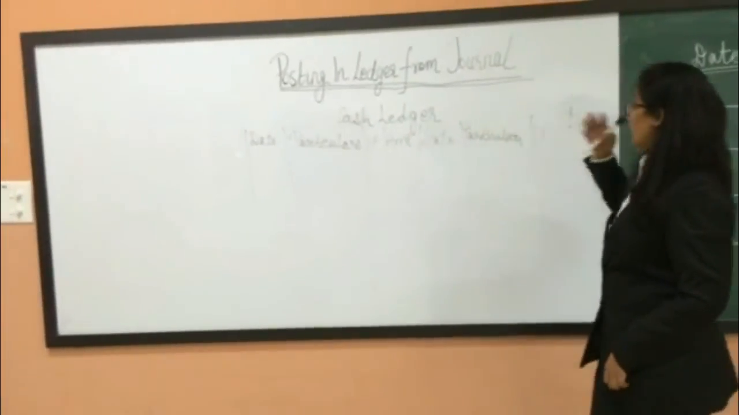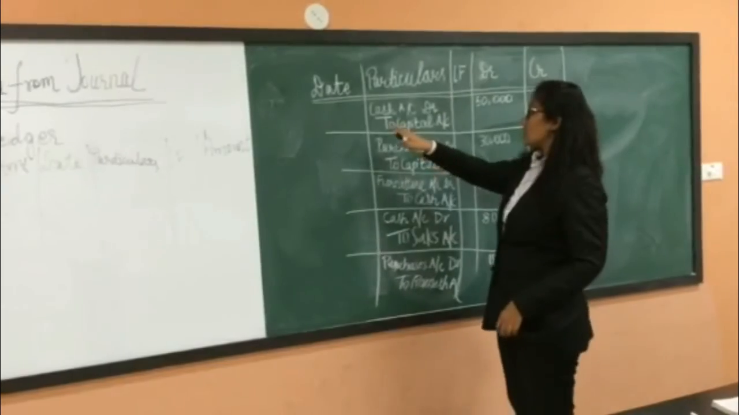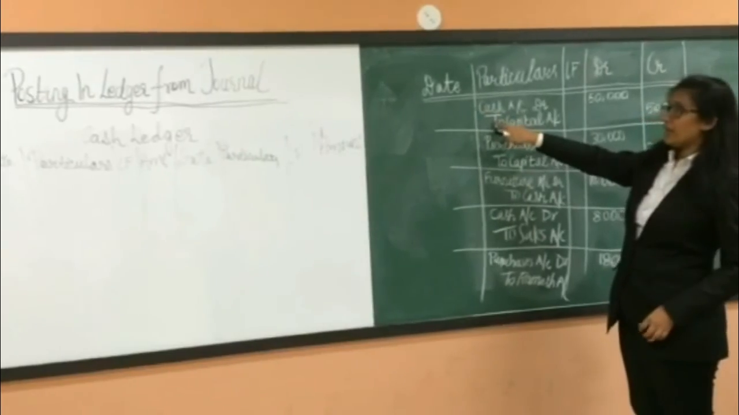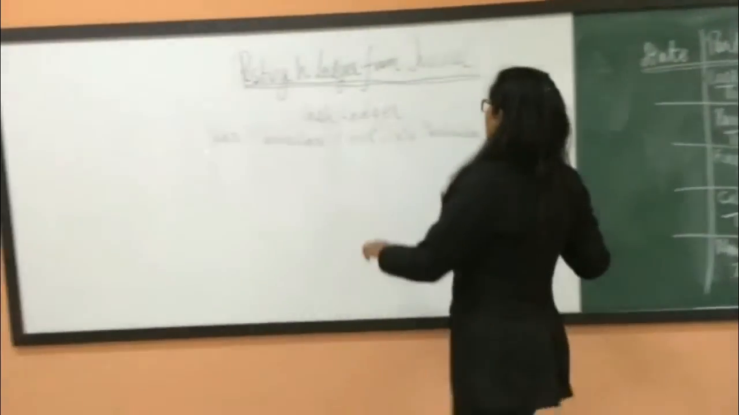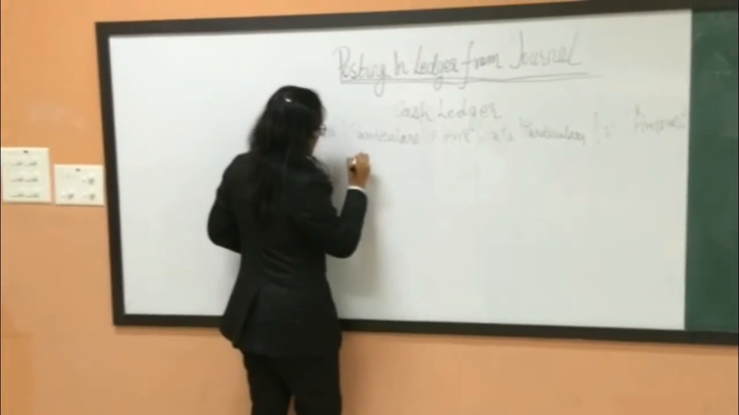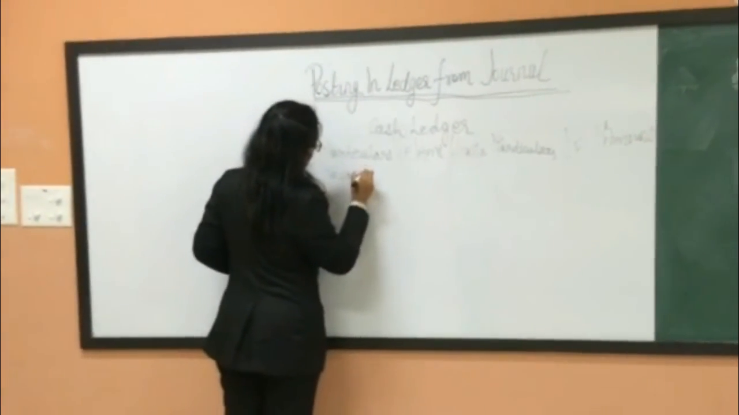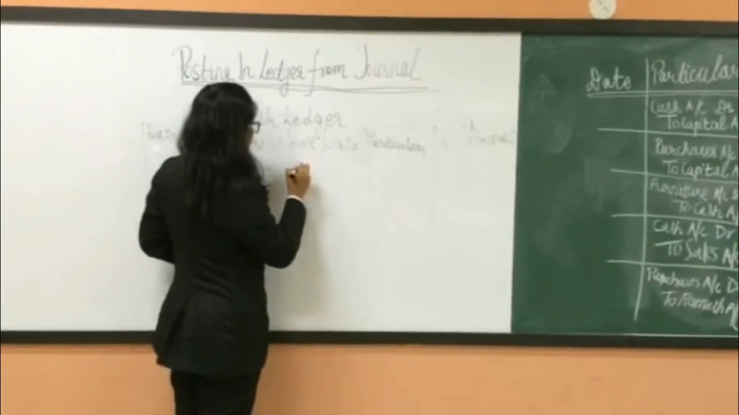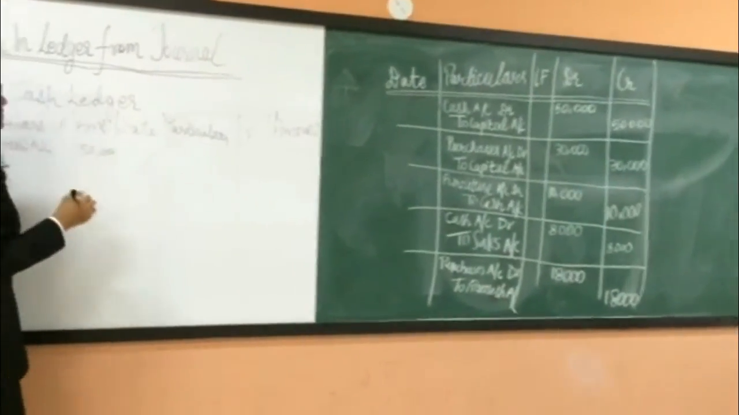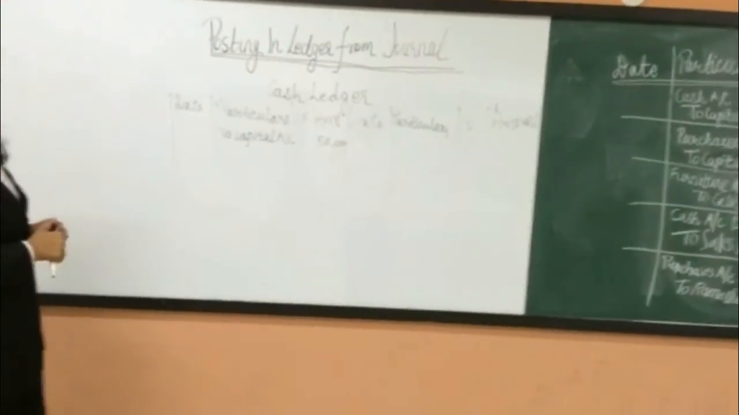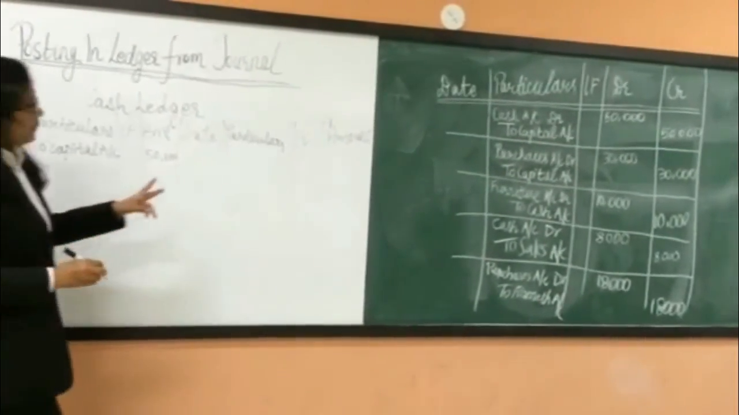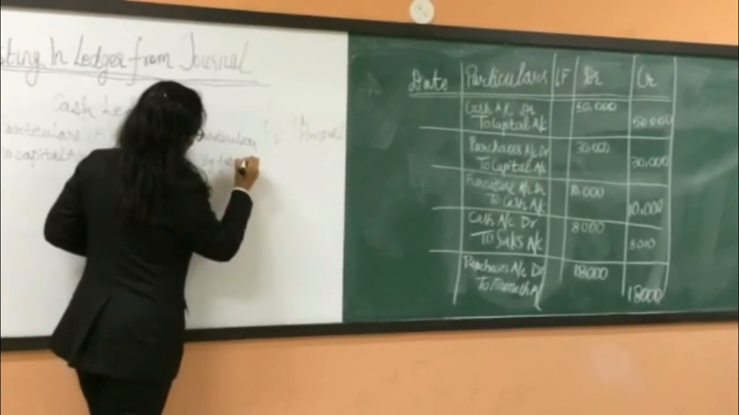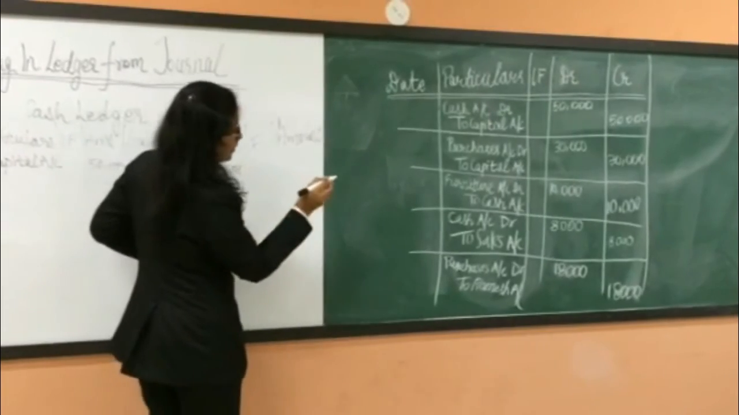When I am preparing the cash account, I will look at how many transactions I have in all for the cash account. My first transaction says cash account to capital account. So when I am preparing the cash account, here I will be posting to capital account, and the amount is going to be rupees 50,000. Similarly, in the third transaction, I have furniture account to cash account. So here I will be posting by furniture account, and the amount is 10,000.